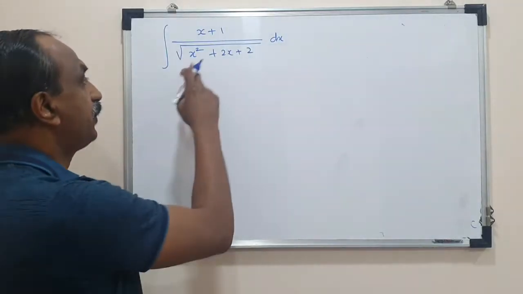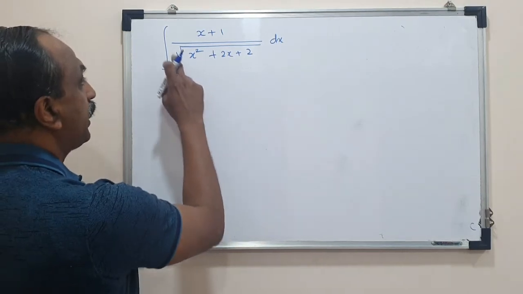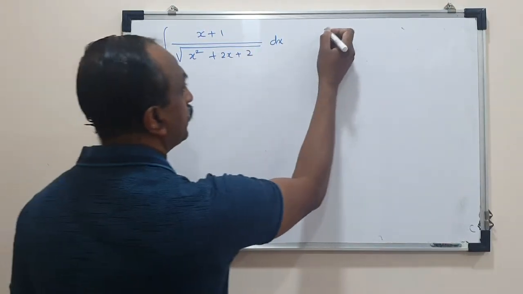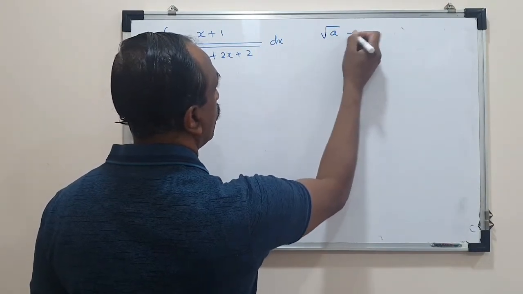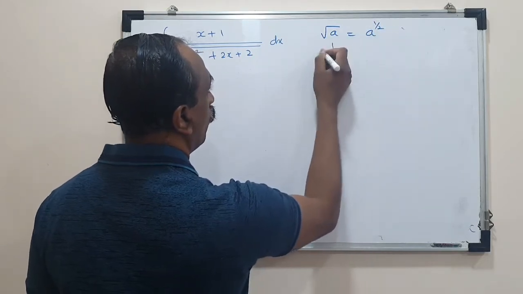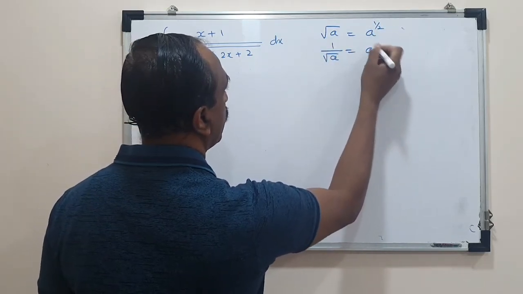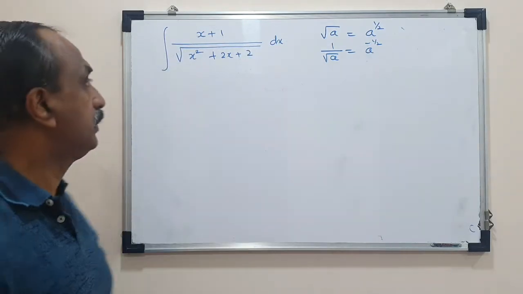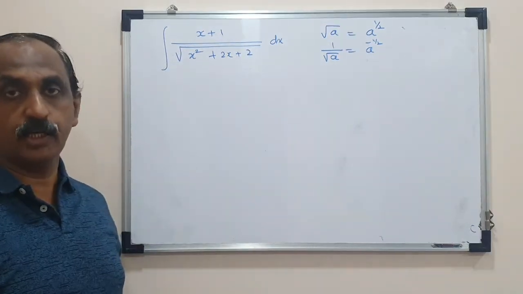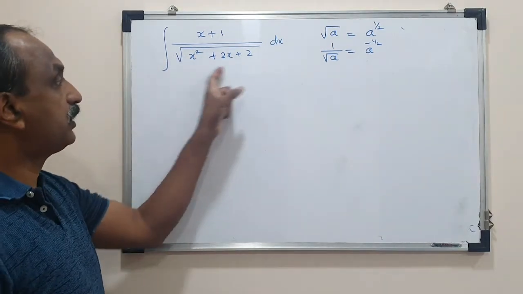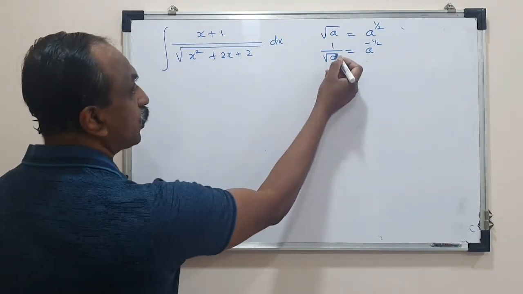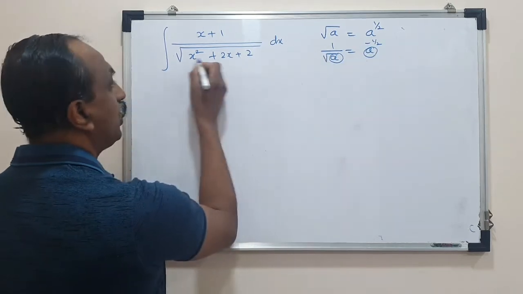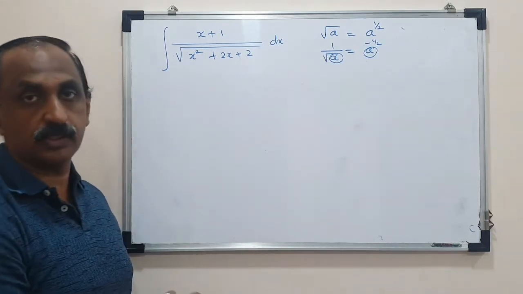Let's have a look at this function. You see a root. Remember, root a is a raised to half, and 1 by root a is a raised to minus half. So root is also a power. Naturally, this comes under the category of the power rule. What is the base here? Naturally, a is called the base. So x square plus 2x plus 2 is the base.